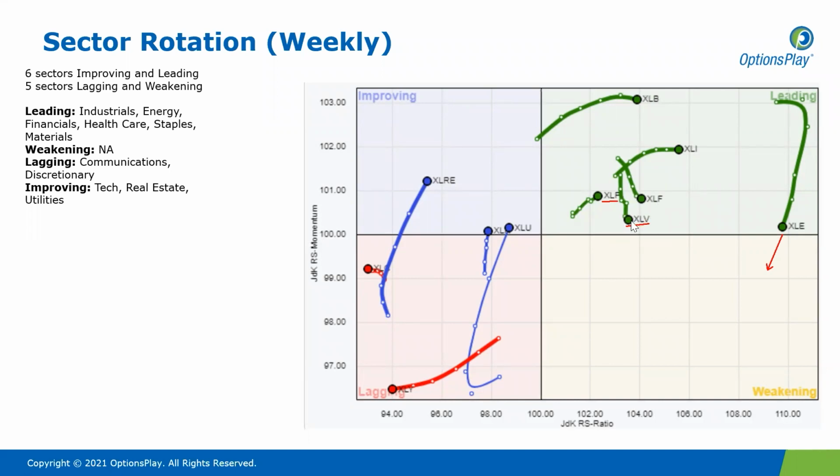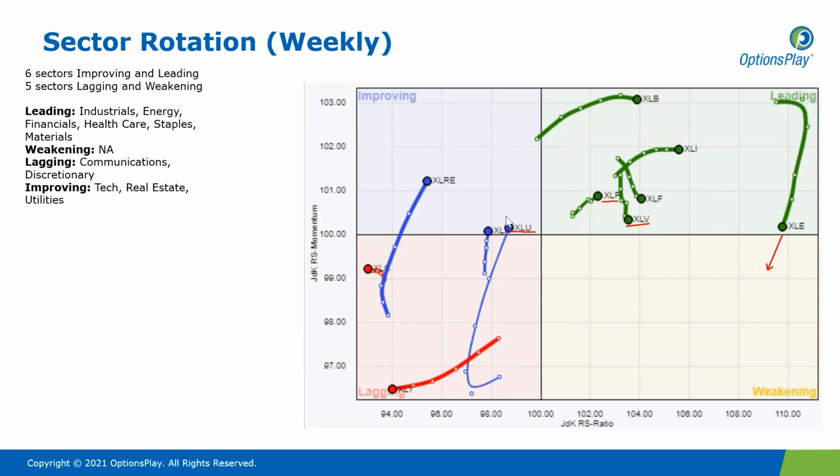I wouldn't read too much into this. If you actually look at a lot of the healthcare names, they've been performing so well in 2022, especially towards the end of the year, that they are starting to pull back a little bit, and that's completely understandable. Staples are staying strong.